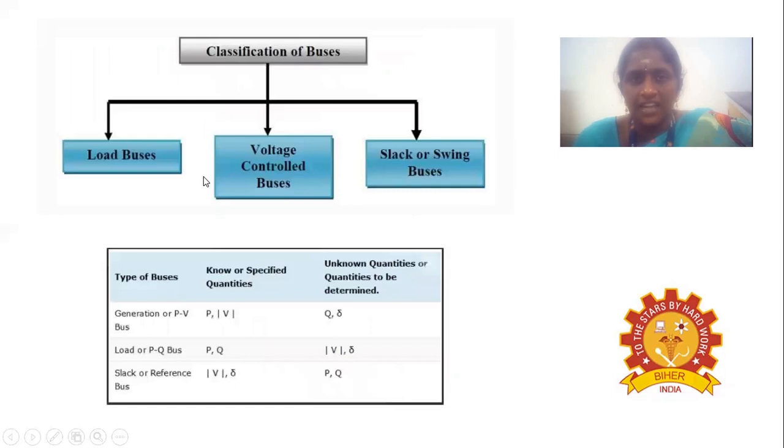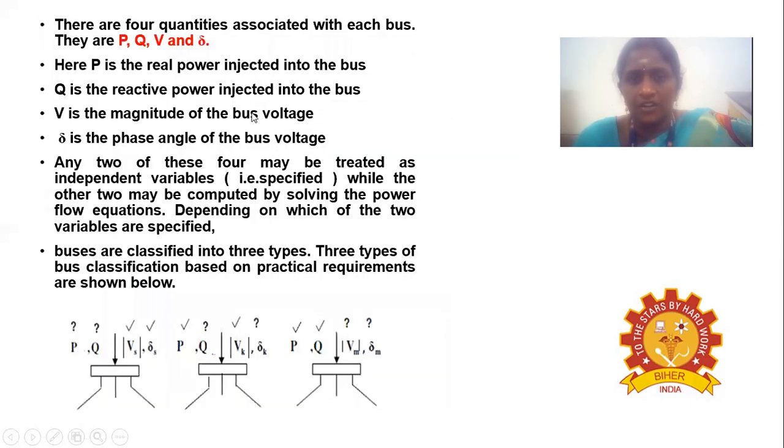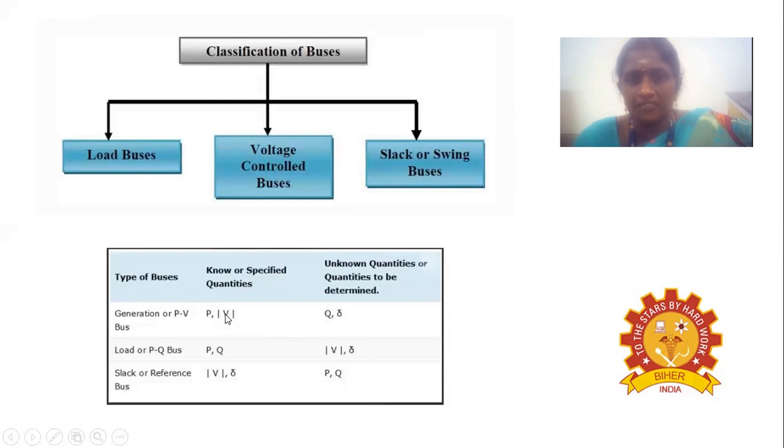So the buses are classified as load bus, voltage controlled bus, and slack bus based on the quantities specified. There are 4 quantities associated with each bus: P, Q, V, and del. If P and V are given, then we call it a generator bus or PV bus. If real power and reactive power are given, that is called a load bus. If magnitude of voltage and phase angle are specified, that is called the slack bus or reference bus.